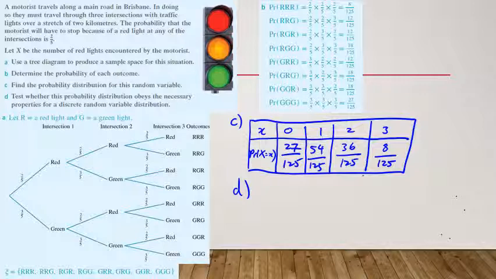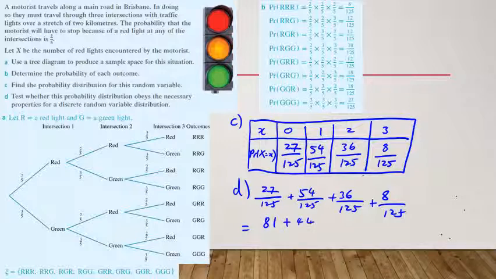Alright, D. To test whether or not this is a probability distribution, simply add them. Now I did this just before and I got it wrong, so hopefully I get it right this time. So 81 plus, what's that, 44? Yep, so that's 125/125, which is 1. So therefore, yes, it is a probability distribution.